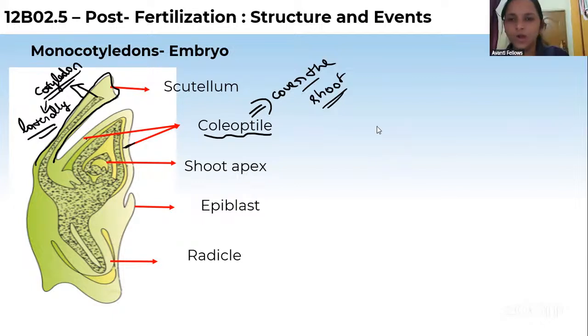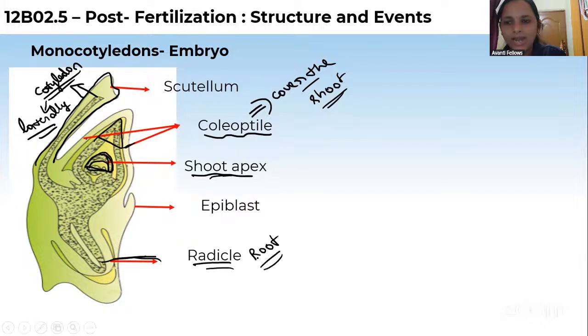It is going to cover the shoot, and then coming to the shoot apex. Here you can see, guys, this is the shoot apex. And this is the coleoptile. The coleoptile is covering the shoot apex. And then coming to the radicle. You all know what the radicle is? The radicle is nothing but the root. It is going to give the future root, right?